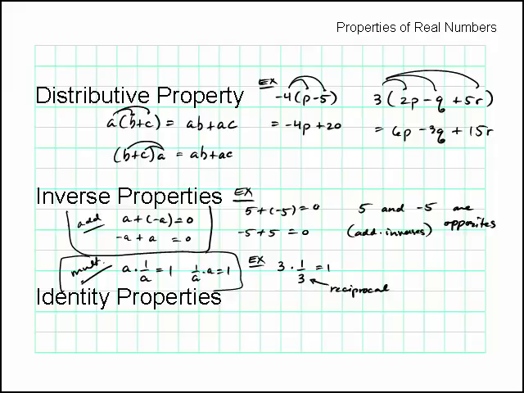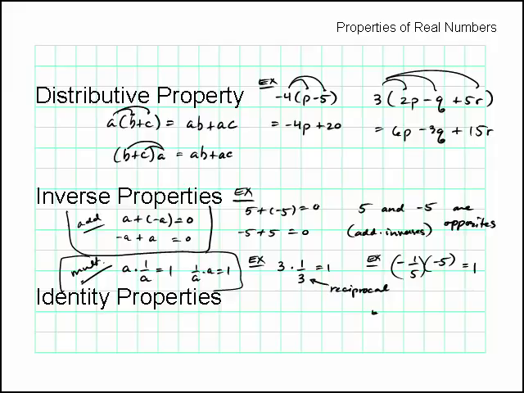What is the reciprocal of negative 1/5? Well, if you flip over the negative 1/5, you get a negative 5. So negative 5 is its reciprocal. You multiply those together, you get 1. So any time you multiply a number to its reciprocal, you always get 1.